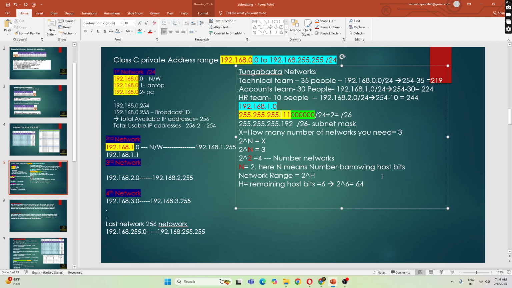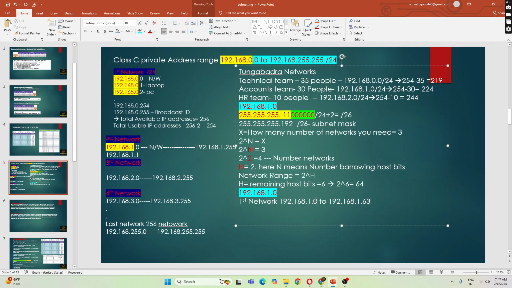Okay. Now let's divide this. What is the first network? This is one network, right? In this network, what is the first network here? 192.168.1.0 to 192.168.1.64, or 63, sir.